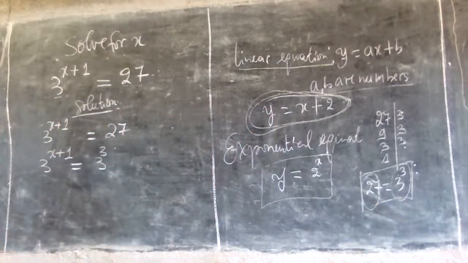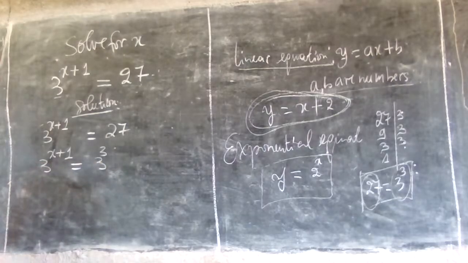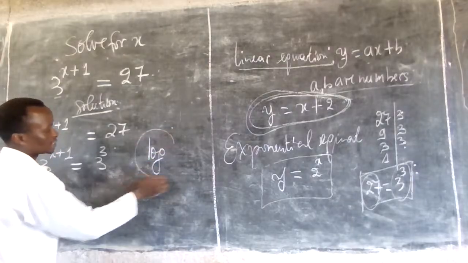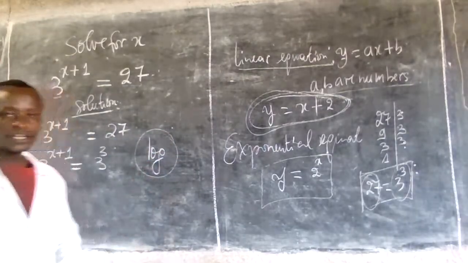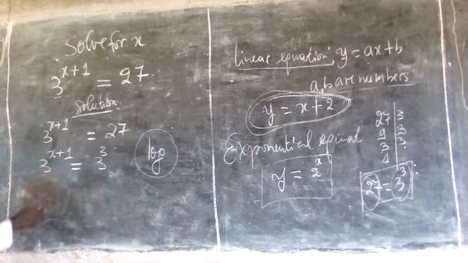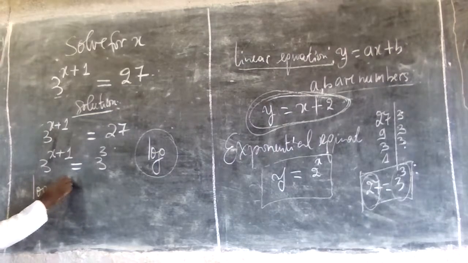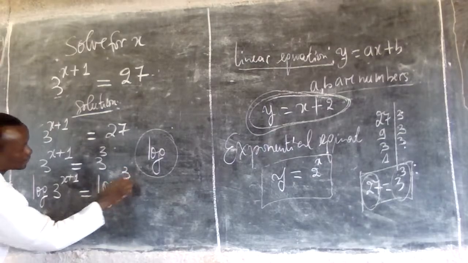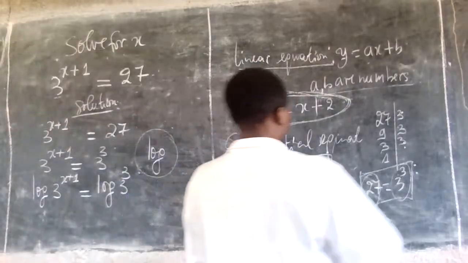So now let's continue. Here, those are two sides. We are going to apply the logarithm. It is another function that we use in mathematics for solving exponential equations. We choose the logarithm of both sides: log of 3 power x plus 1 is equal to log of 3 power 3. You see? Now, what's next?